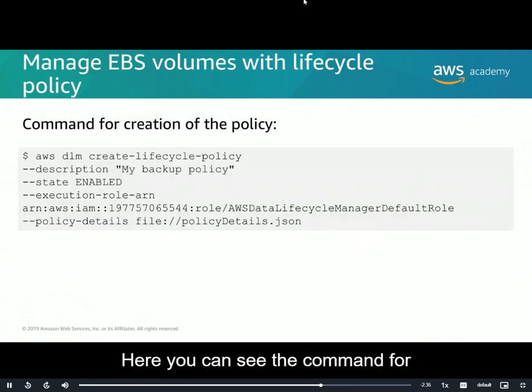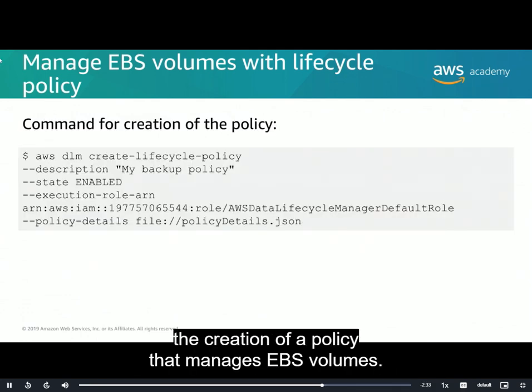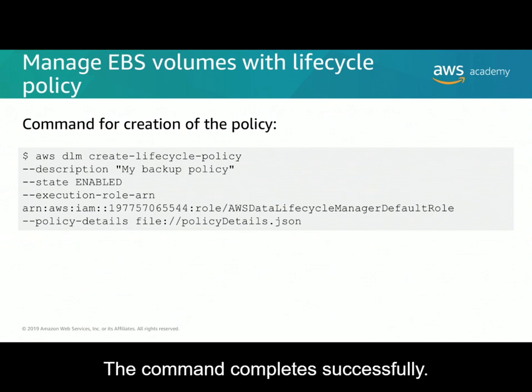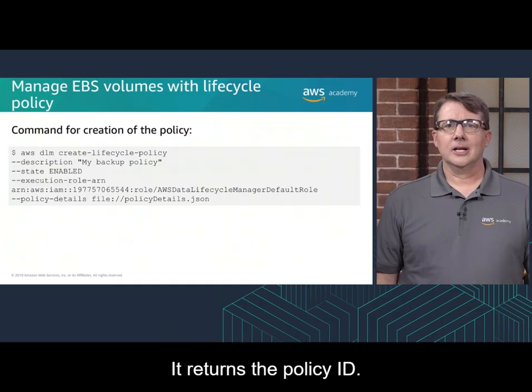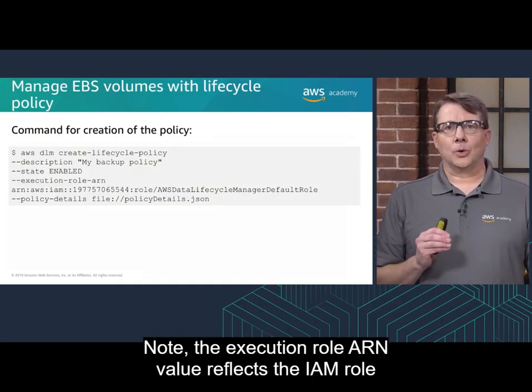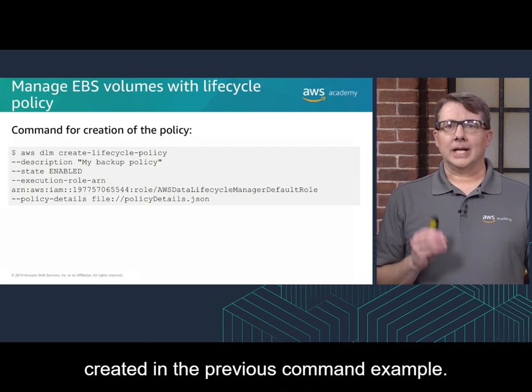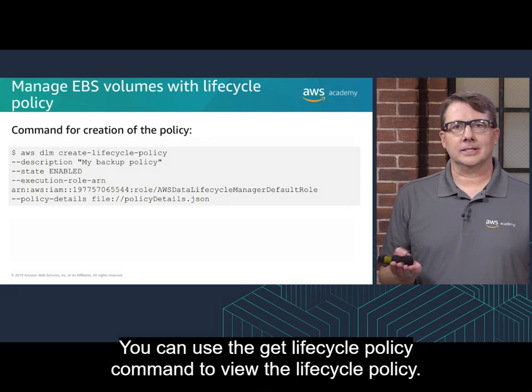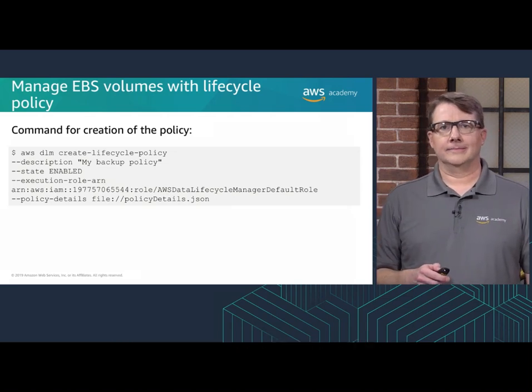Here you can see the command for the creation of a policy that manages EBS volumes. If the command completes successfully, it returns the policy ID. Note the execution role ARN value reflects the IAM role created in the previous command example. You can use the Get Lifecycle Policy command to view the lifecycle policy.